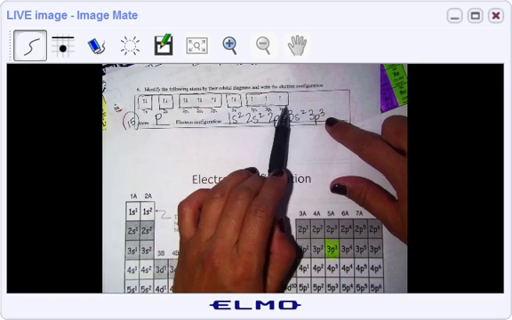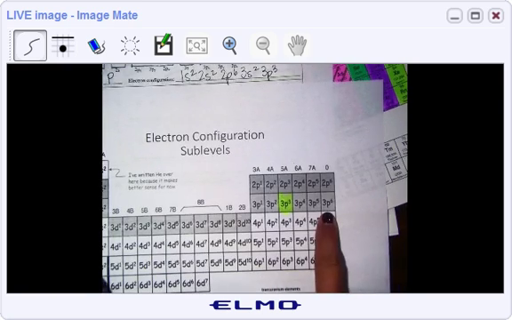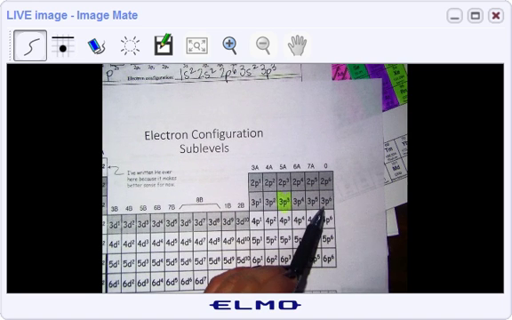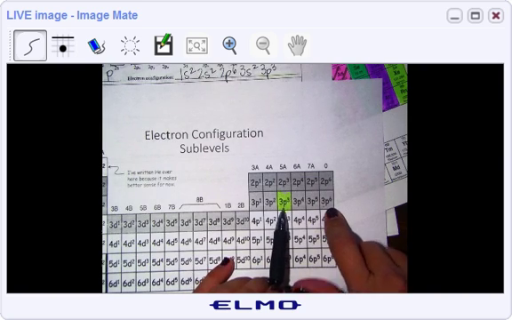It does not need to go all the way to 6. If it stopped at 3p6, it would be a completely different element. It would be over here, which on your periodic table is going to be neon. So you stop wherever your element is.